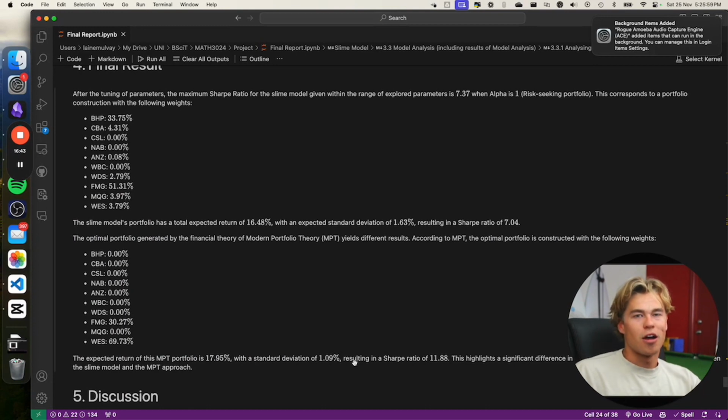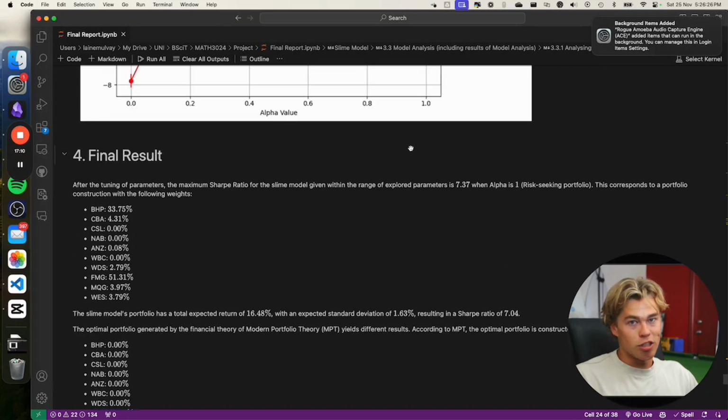So when we talk about the final results and we think about this problem as a whole, it seems like a kind of pointless or stupid problem because we already have mathematics to optimize this problem, and using those mathematics, the maximum Sharpe ratio you can get with a portfolio of these stocks is 11.88. Now, I was trying to see how efficient I could get this implementation of my model. And after parameter tuning, the best I could do was a Sharpe ratio of 7.37, which is pretty good. It's a pretty efficient portfolio compared to the optimal portfolio. But obviously it's not perfect because there are many ways you could choose to implement this model.